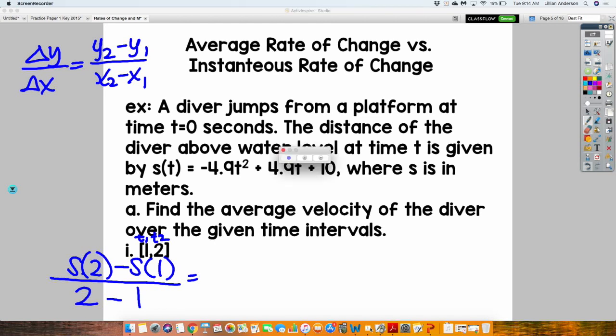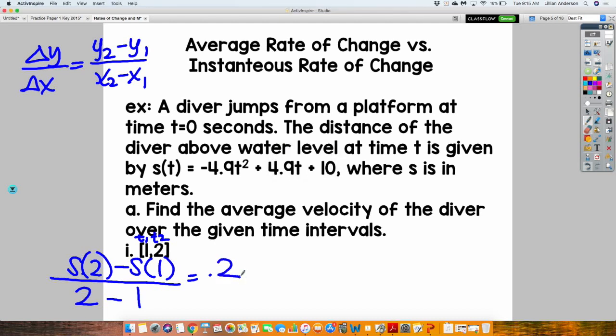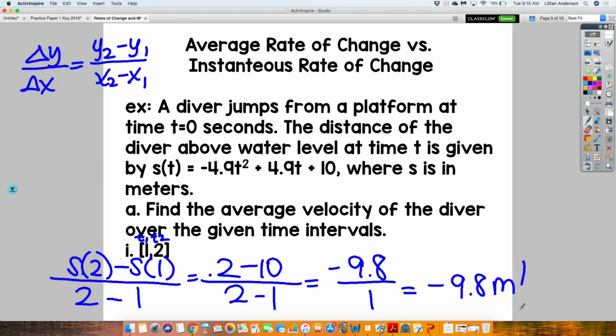So let's figure that out. For S of 2, we got 0.2. For S of 1, we got 10. So it's 0.2 minus 10 all over 2 minus 1. What's 0.2 minus 10? Negative 9.8 over 2 minus 1, which is 1. So that's going to be negative 9.8 meters per second. We have to have a unit in it as well.